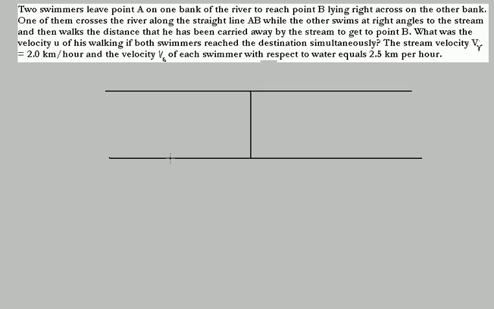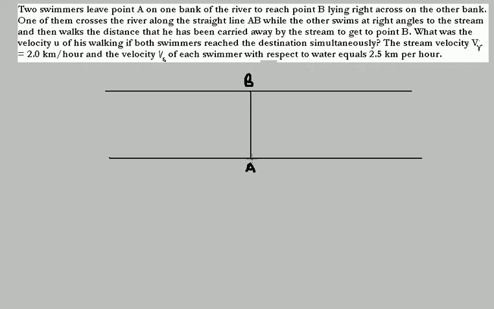So, as per this problem, two swimmers leave a point A on one bank of the river and reach the other point B lying across the river on the other bank. So, it's directly opposite to point A. Had both the swimmers picked up the same path while crossing the river, we would not be solving this problem. We would be solving some other problem in this time.